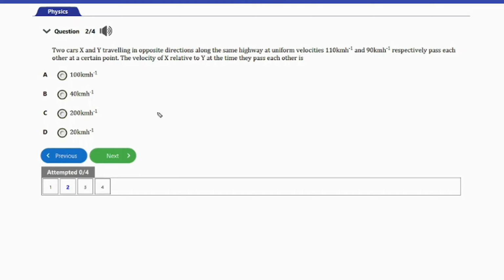If we want to find their relative velocity here, we have to note the direction of their movement. For this, the directions of movement of X and Y are opposites. Therefore, the relative velocity will be the addition of their individual velocities. So 110 km per hour plus 90 km per hour is 200 km per hour. And that's option C. So that's it for this question. Let's go ahead and consider the next question.